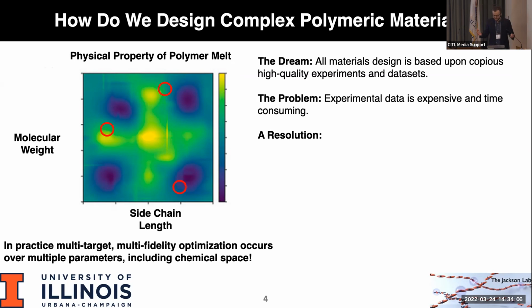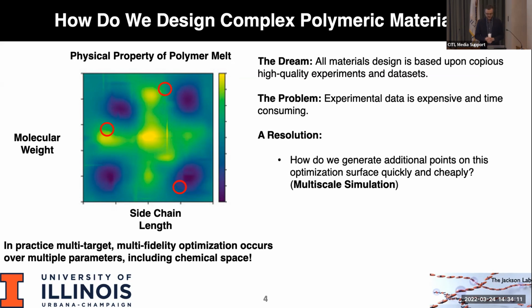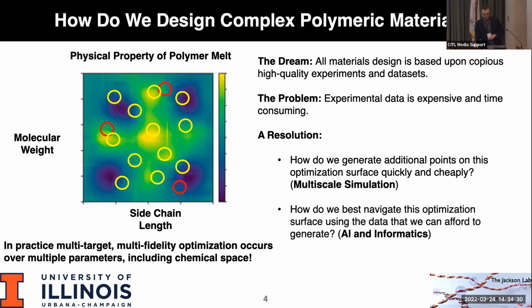So the resolutions, a resolution I will say that somebody like me likes to think about, are twofold. The first is the question of how do we generate additional points on this optimization surface quickly and cheaply. So I'm in the business of multi-scale simulations. If you think about what a multi-scale simulation might tell you in the design process, it could let you populate this design space much more quickly and figure out where the troughs and the peaks are. And then what I'm going to talk about today is this question of, once we have the points that we have measured or computed, where do we go and how do we design materials most efficiently based on that?